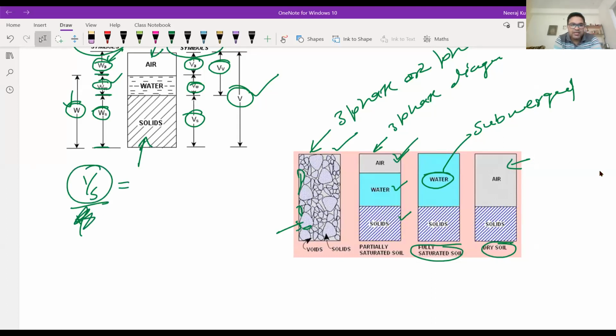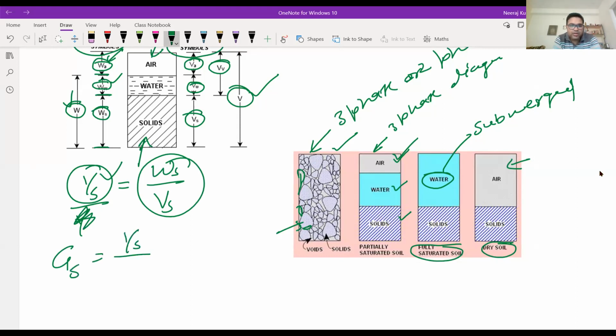So we can define this as weight of solid to the volume of solid. So that becomes the unit weight of soil. Now, we can write this in terms of specific gravity also, because in this case, if we want to write the specific gravity, then it becomes unit weight of soil to the unit weight of water.